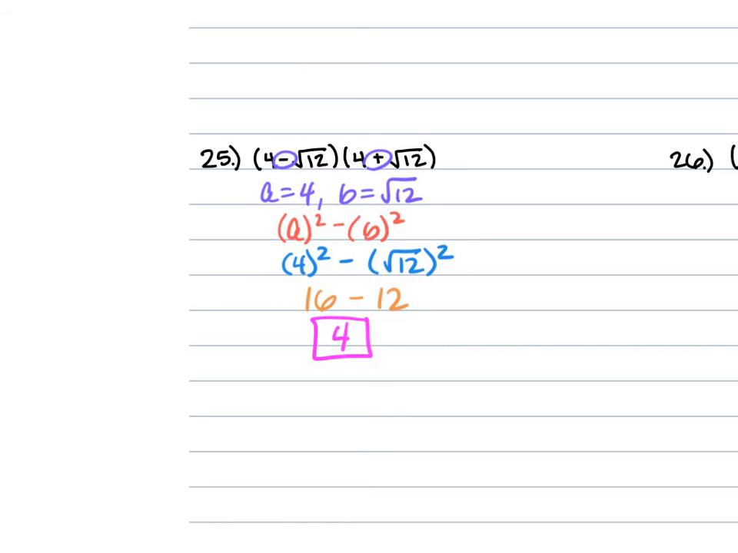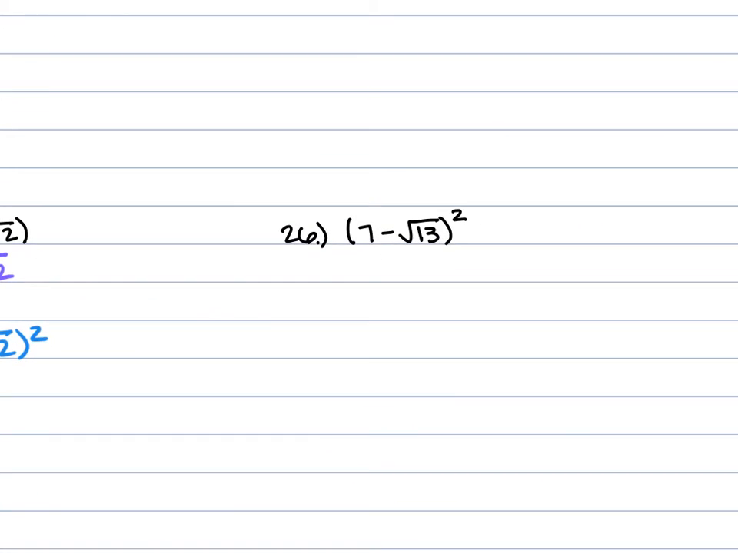If you didn't want to do it this way and you just wanted to FOIL, you can do that as well. If we look at 26, we have 7 minus the square root of 13 squared. So remember, this is the same thing as 7 minus the square root of 13 times 7 minus the square root of 13. And again, if you just wanted to FOIL, you could. If not, you can use a squared.